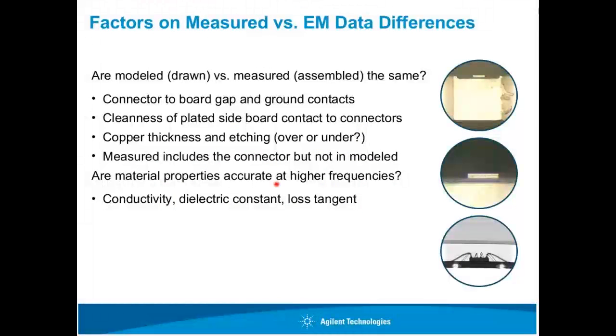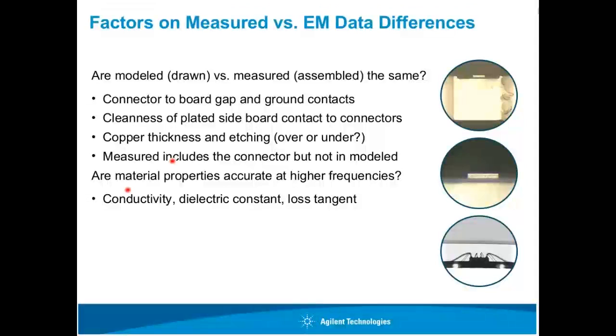So what were the factors behind the differences between measured and EM data? Is the model drawn in EMPro the same as the one we measured, which is assembled? It may not be, because there are a lot of variations coming in, as we talked about, such as connector-to-board gap and ground contact, cleanness of the plated side grounds, and copper thickness. It could be over-etched or under-etched. On top of that, the measured one includes the connectors, but the simulated one didn't include the connectors because of IP issues.